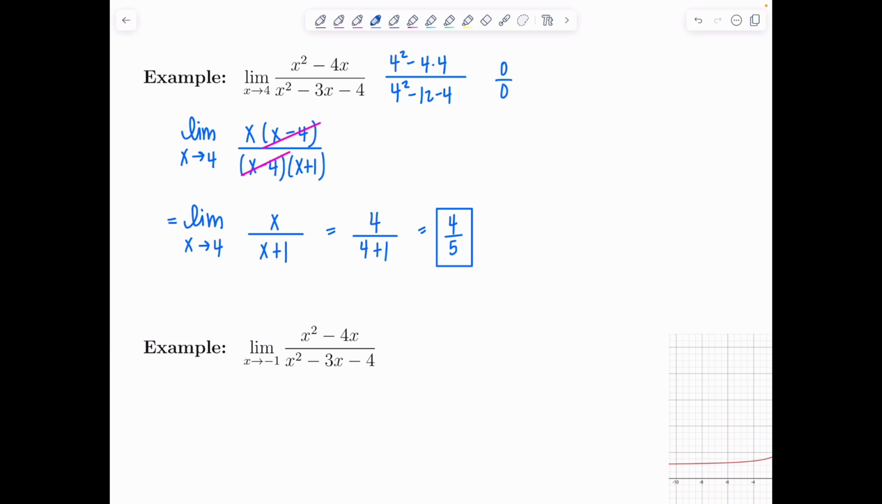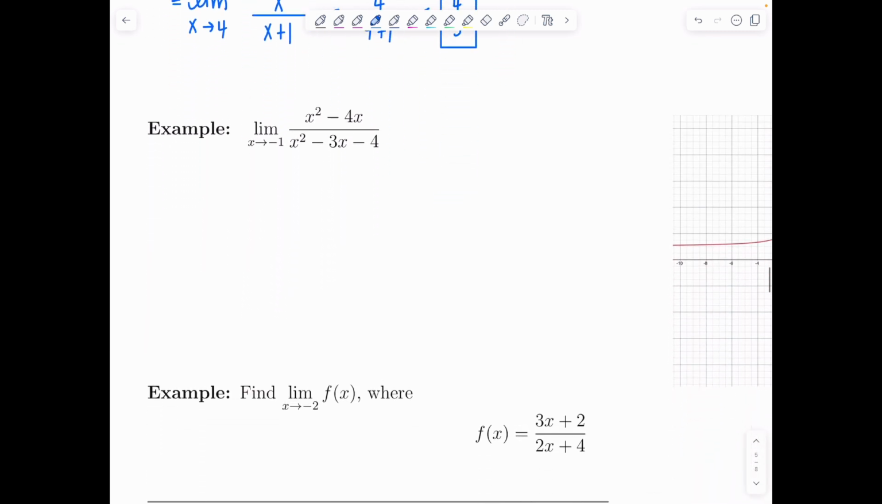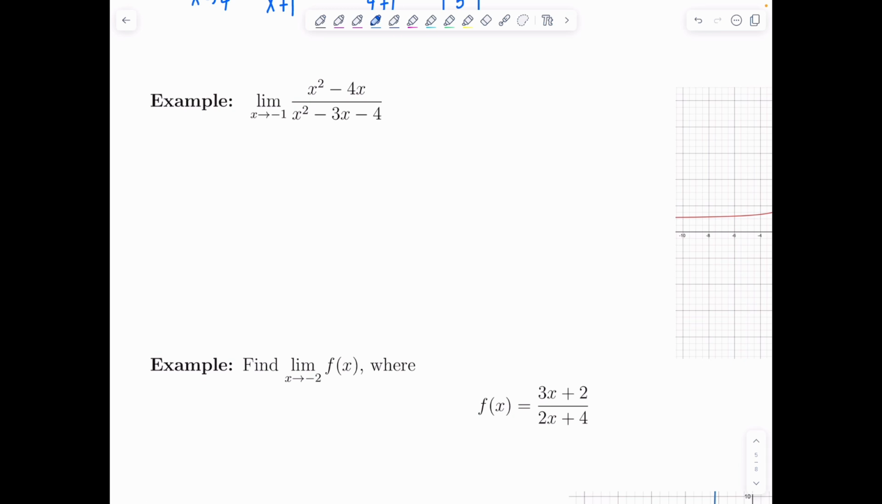Okay, let's look at another example. The limit as x approaches -1 of x squared minus 4x over x squared minus 3x minus 4. So this time x is approaching -1 instead of 4, same function. So let's see, if we just directly substitute, are we going to be in business? -1 squared minus 4 times -1 over -1 squared minus 3 times -1, so plus 3 minus 4.